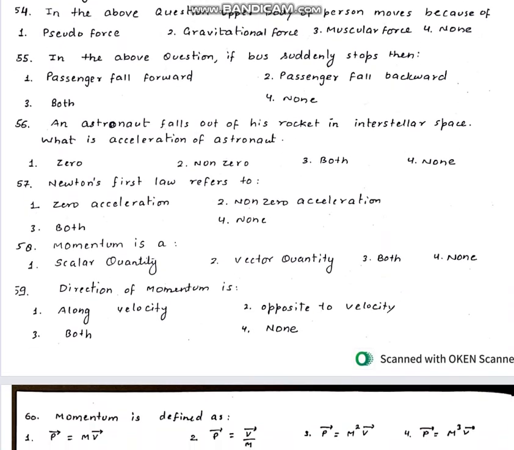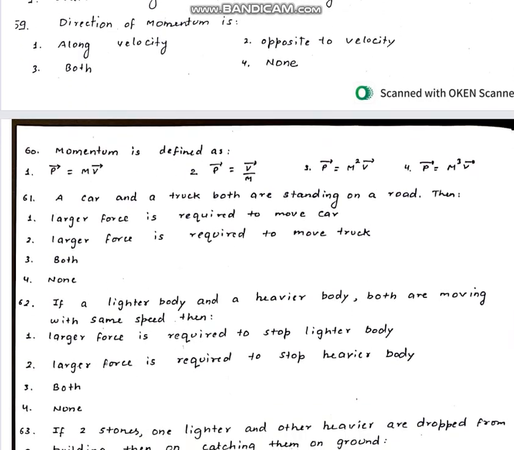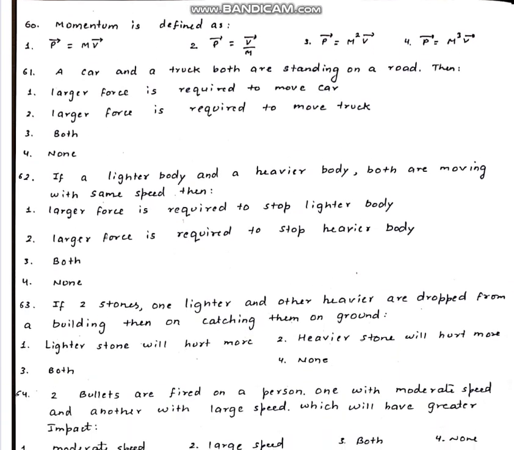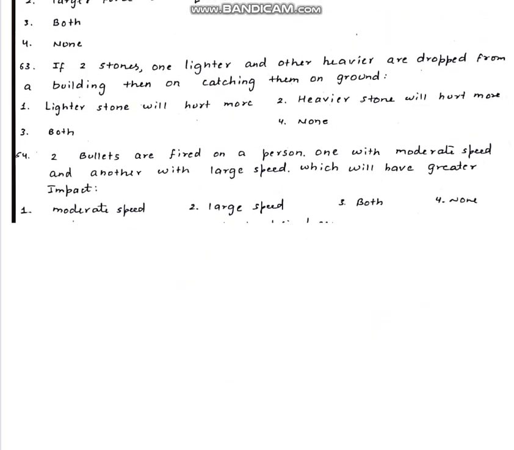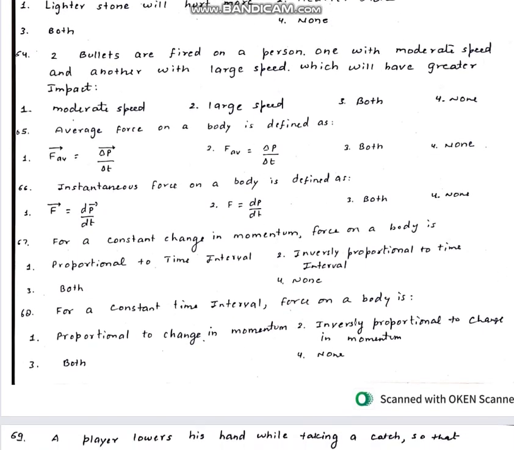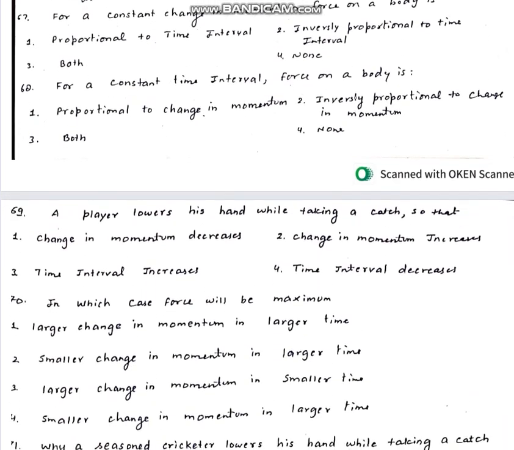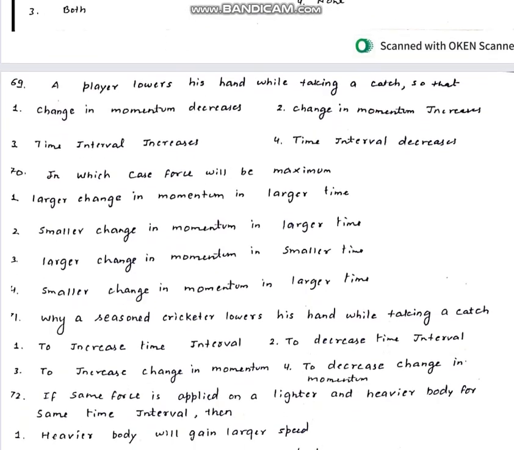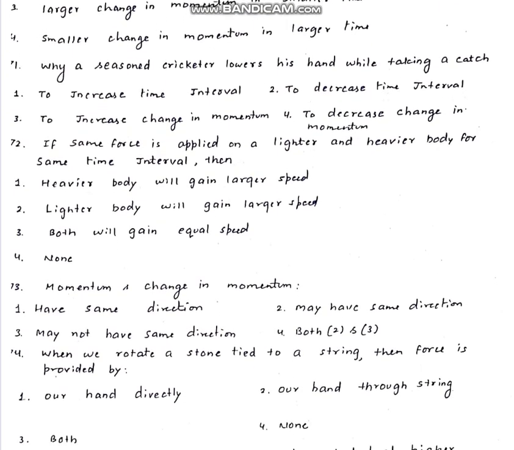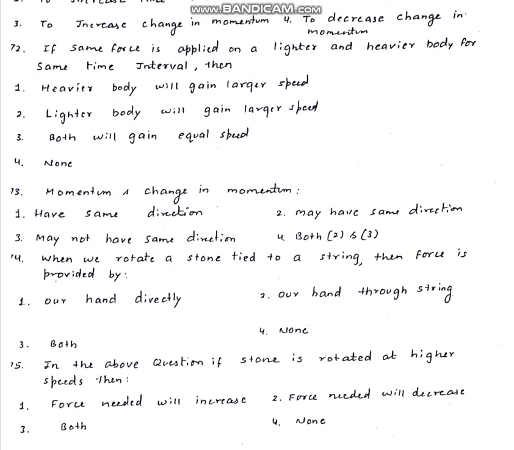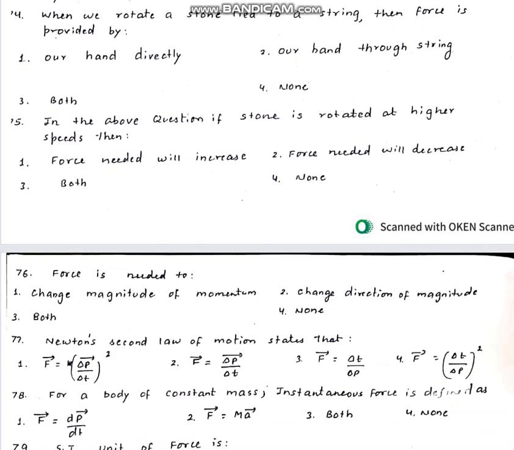Then we have references to Newton's first law, momentum, direction of momentum, its properties, numericals based on that, lighter body and heavier body problem, two storms problem. Then we have two bullet problem, the concept of average force and instantaneous force, change in momentum related to the force, maximum force, cricketer player motion, momentum and change in momentum, then stone rotations, centripetal force.